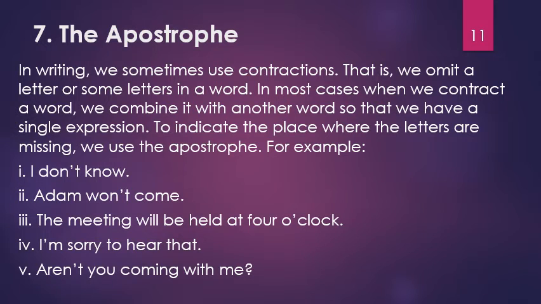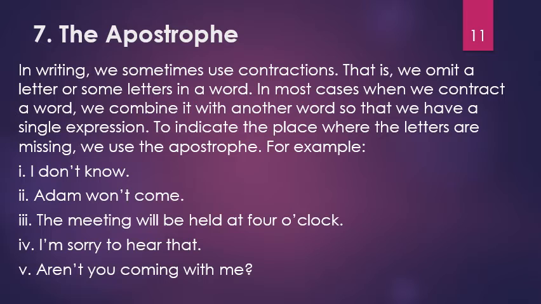The apostrophe. In writing, we sometimes use contractions. That is, we omit a letter or some letters in a word. In most cases, when we contract a word, we combine it with another word so that we have a single expression. To indicate the place where the letters are missing or omitted, we use the apostrophe. For example, I don't know. The apostrophe is used after the N before the T to indicate an omission of O.